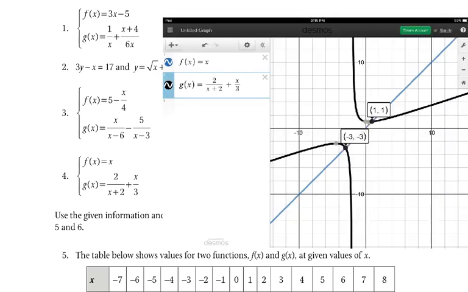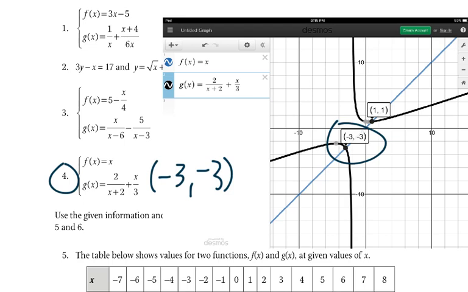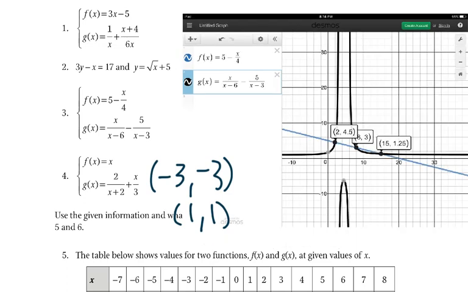So, number 1. Actually, apparently we're going to start with number 4 because that's a screenshot I grabbed. So, the black one, you can see that's rational. The blue one is our linear. They intersect at -3, -3, and at 1, 1. So, there's the 2 points of intersection. There are the answers.